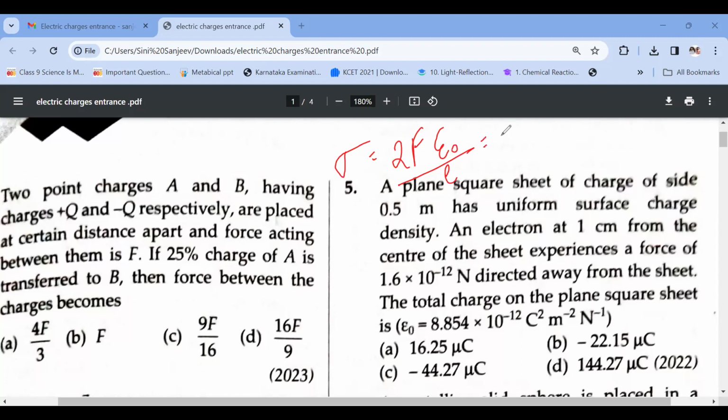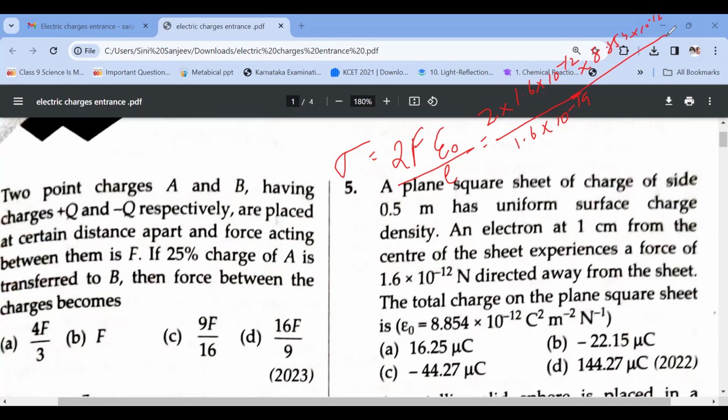This E value is 1.6 into 10 power minus 19. Force value is 1.6 into 10 power minus 12, given in the question. Epsilon value is 8.854 into 10 power minus 12. So you just substitute everything and get the answer.